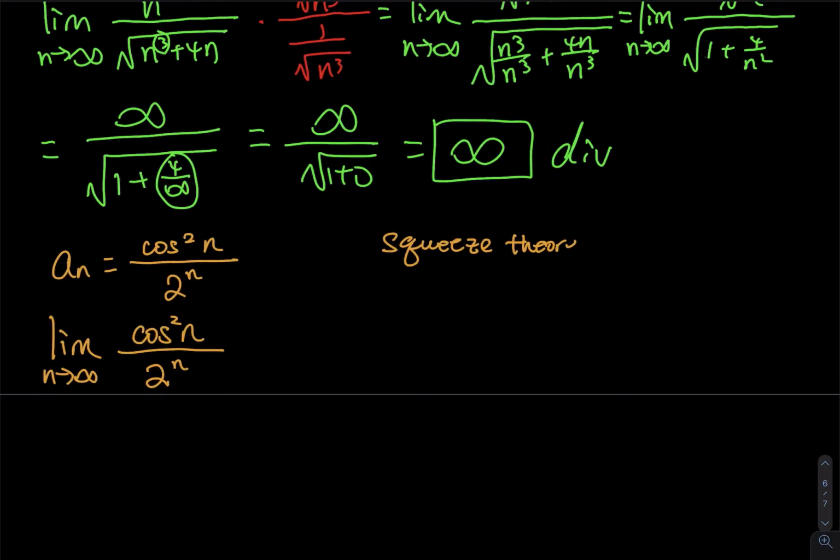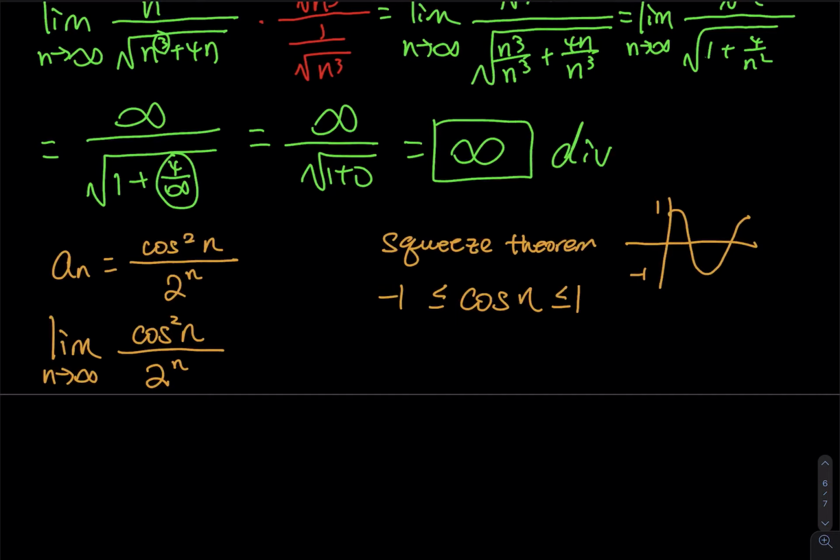What does the cosine function look like? The cosine function looks like this. So it's bouncing between 1 and -1, right? So we start with this. We start with cosine of n that is bouncing between -1 and 1. The range of cosine is between -1 and 1. So since we have a cosine square, then you square each side.